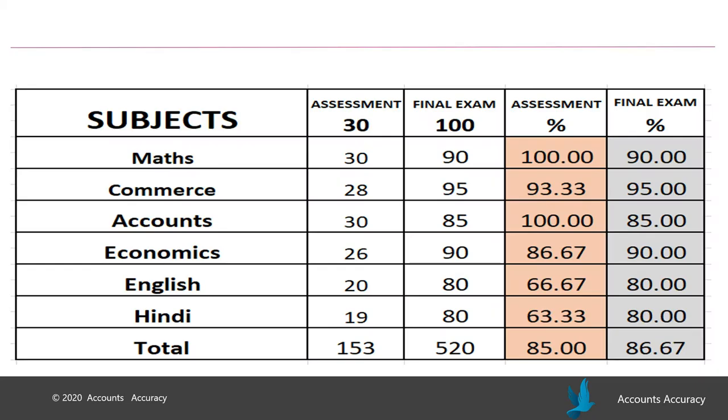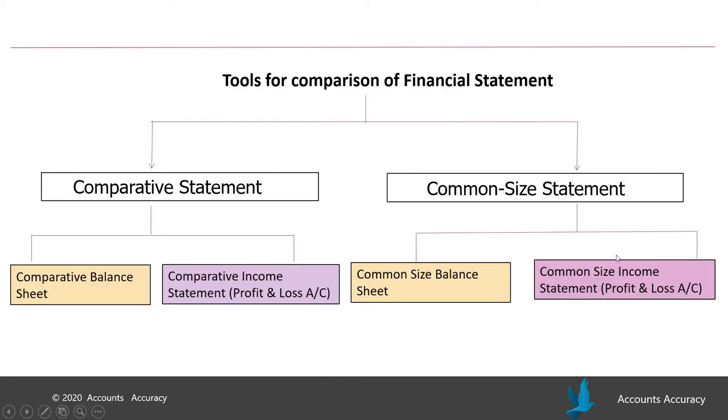I hope you have seen my previous video in which I explained comparative statement. Now you should know that common size statement is categorized under two headings, that is common size balance sheet and common size income statement. Just as in comparative statement you do two varieties of sums, one of balance sheet and one of profit and loss account, in the same way in common size also you do two varieties of sums, one of balance sheet and the other of profit and loss account.